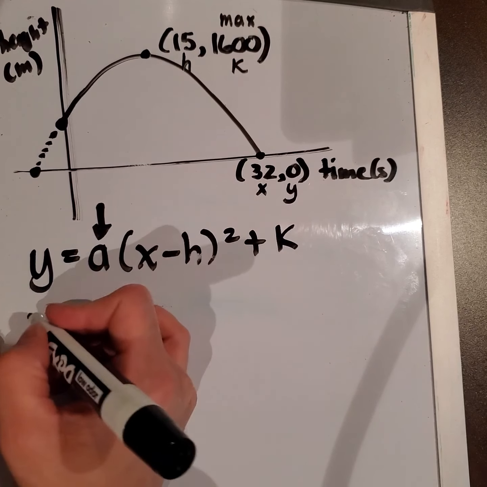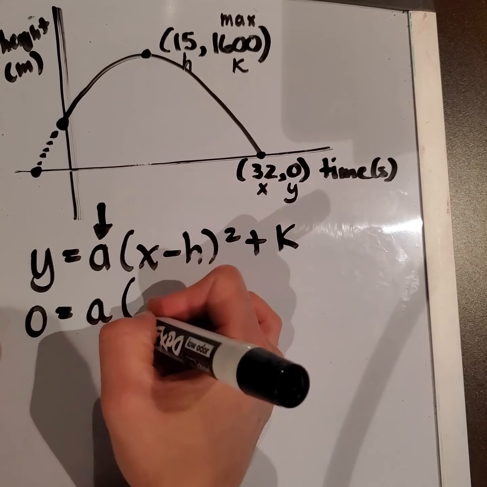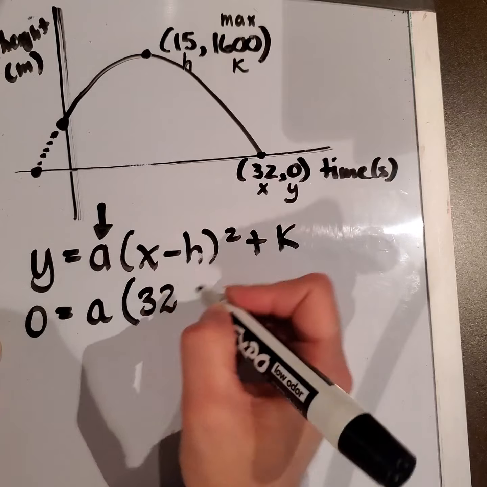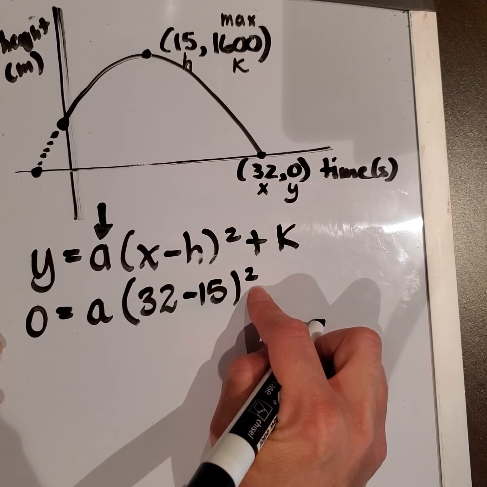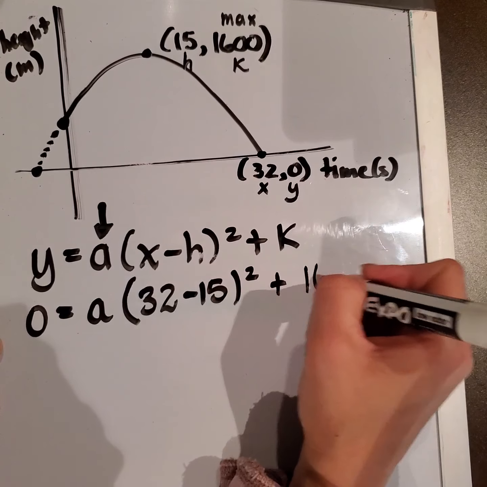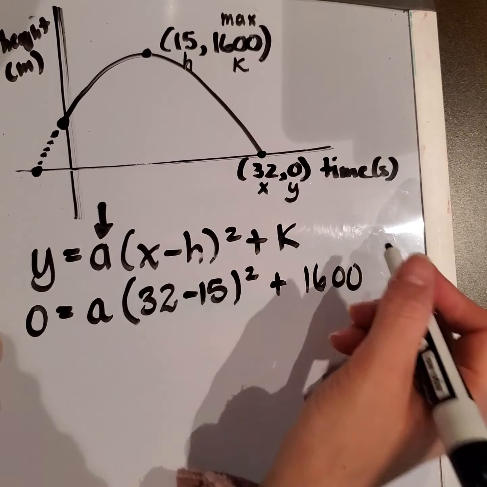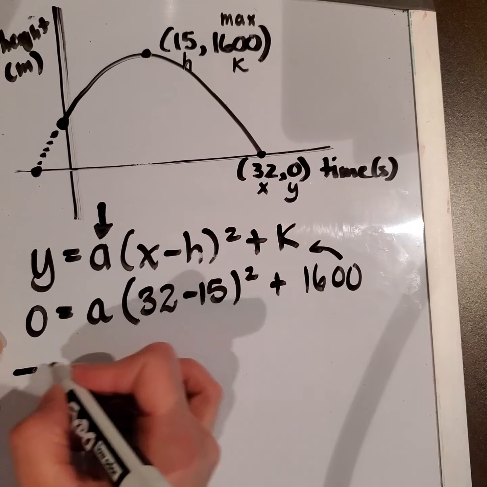Let's go. Y is 0. A is unknown. X is 32. H is 15. Squared, don't forget him. Very commonly made mistake. K is 1,600. Okay, I need to isolate A. You go away and become negative.